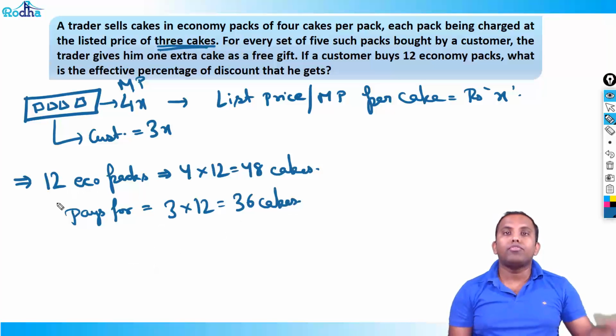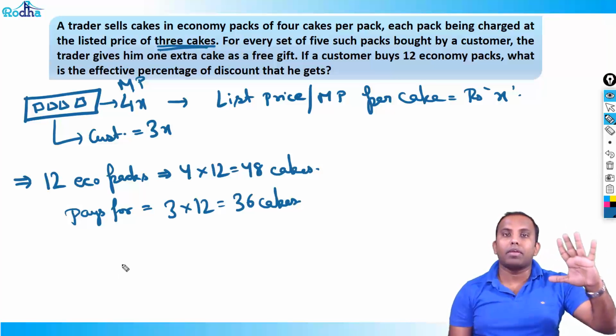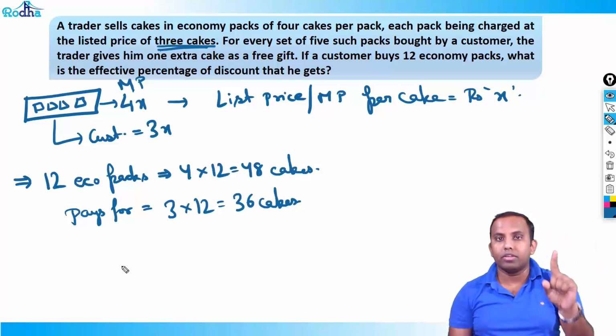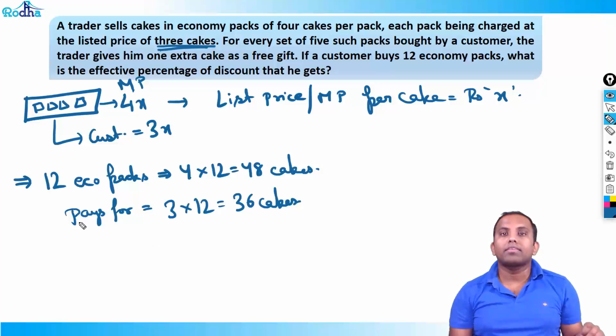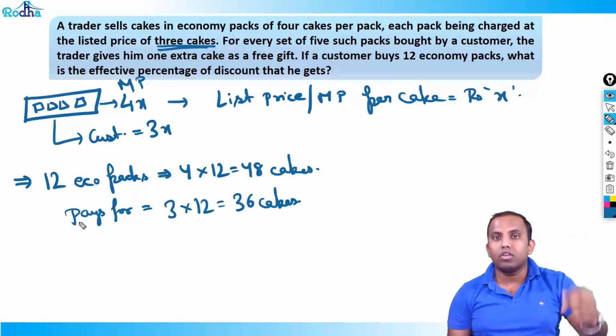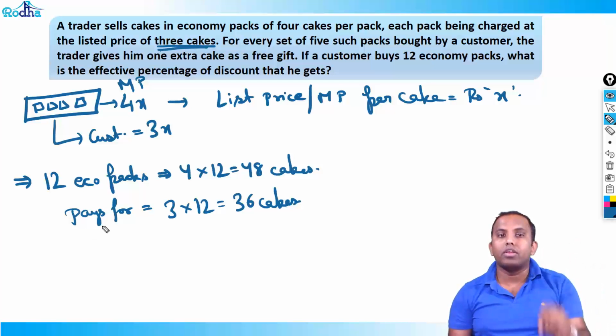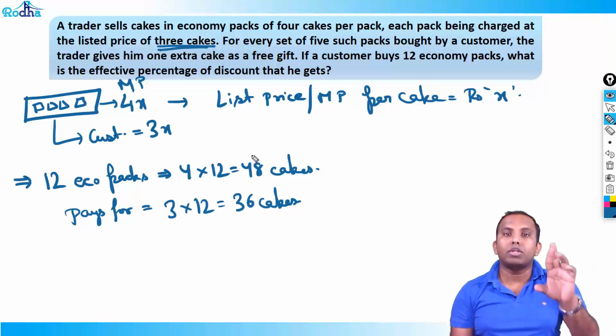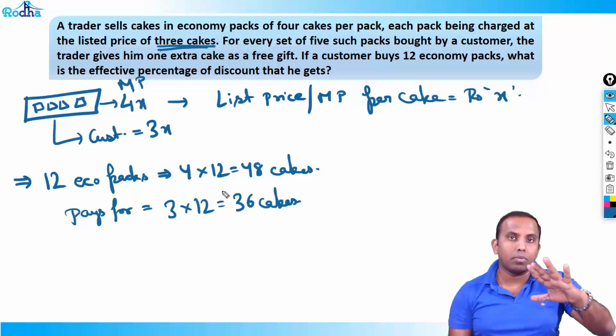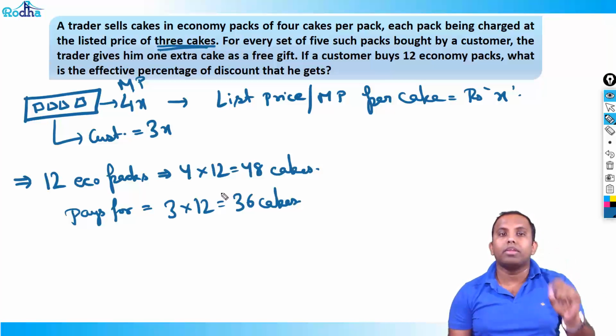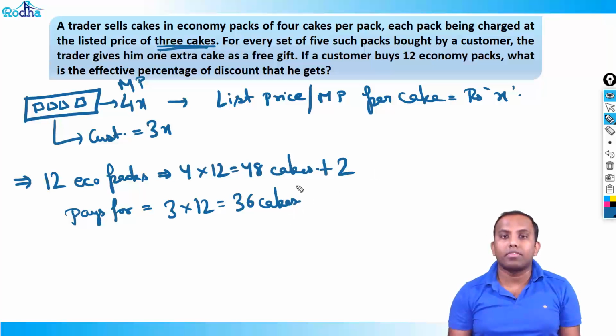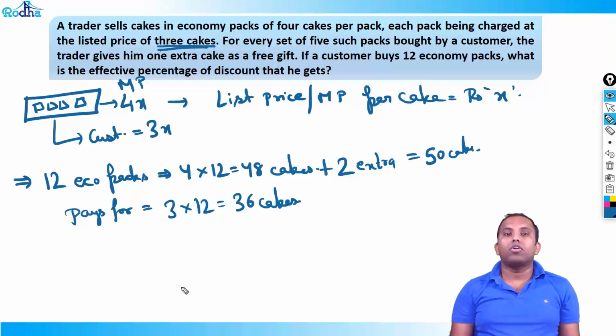Now, in every 5 economy pack, he gets 1 cake free. So in 12 economy packs, he will get five such 2 sets. So every 5 economy pack, 1 cake free. So 12 by 5 is only 2, right? That means in every 5 economy pack, he will get 1 piece cake free. So 5 multiple is only 10 before 12. Okay, that means he'll get 2 extra cakes. 2 extra cakes he will get. 2 extra. Okay, so how much is that? 50. So he got 50 cakes, right?